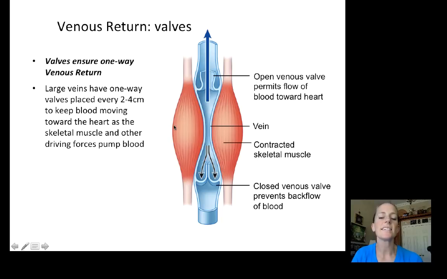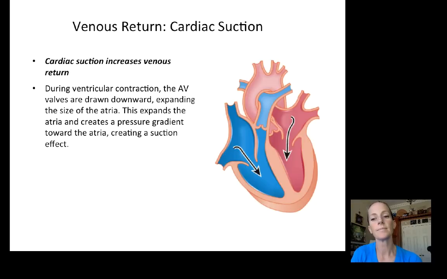All of this is aided by the fact that veins have valves. As we squeeze on the veins with sympathetic nervous system input, as we squeeze on them with skeletal muscle contraction, we're going to push blood. And we don't just push blood around in the veins, we push it towards the heart because the valves make sure that blood doesn't go backwards. So we're going to push on the veins and the valves make sure that it pushes towards the heart.